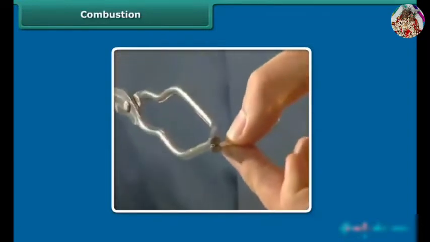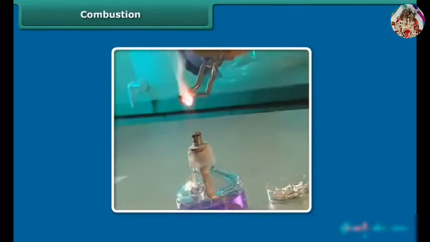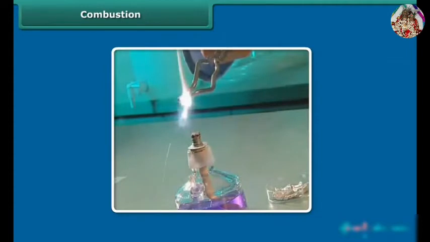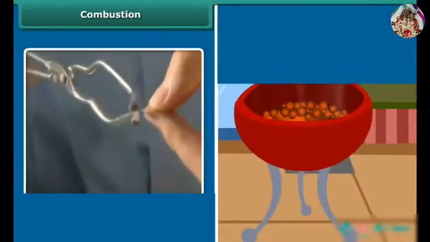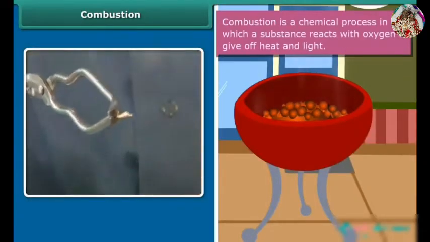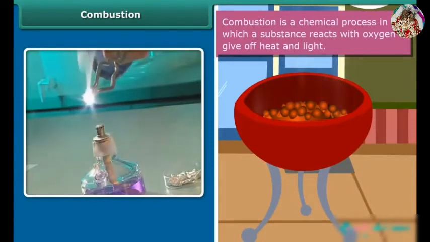Rohan is performing a simple activity. He is burning a magnesium wire on a flame. Notice carefully. Heat and light is also produced along with magnesium oxide. Now look at the burning of coal. This burns in air producing carbon dioxide, heat and light. In both the examples, the substances are reacting with the oxygen of the air to produce heat and light. This process is called combustion.